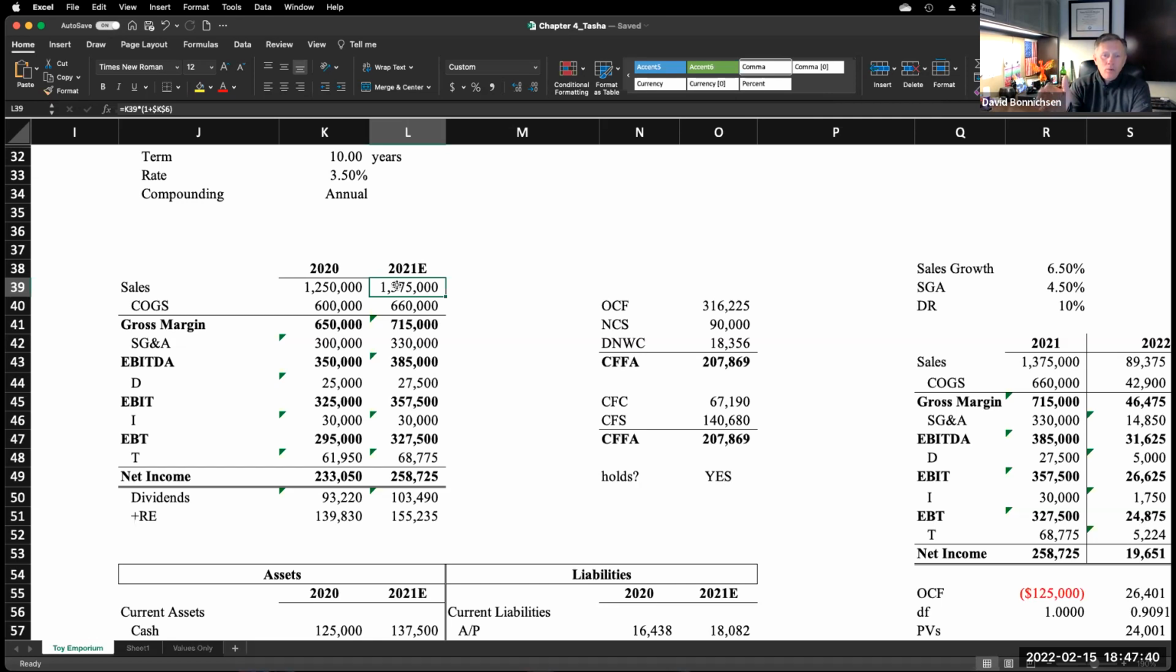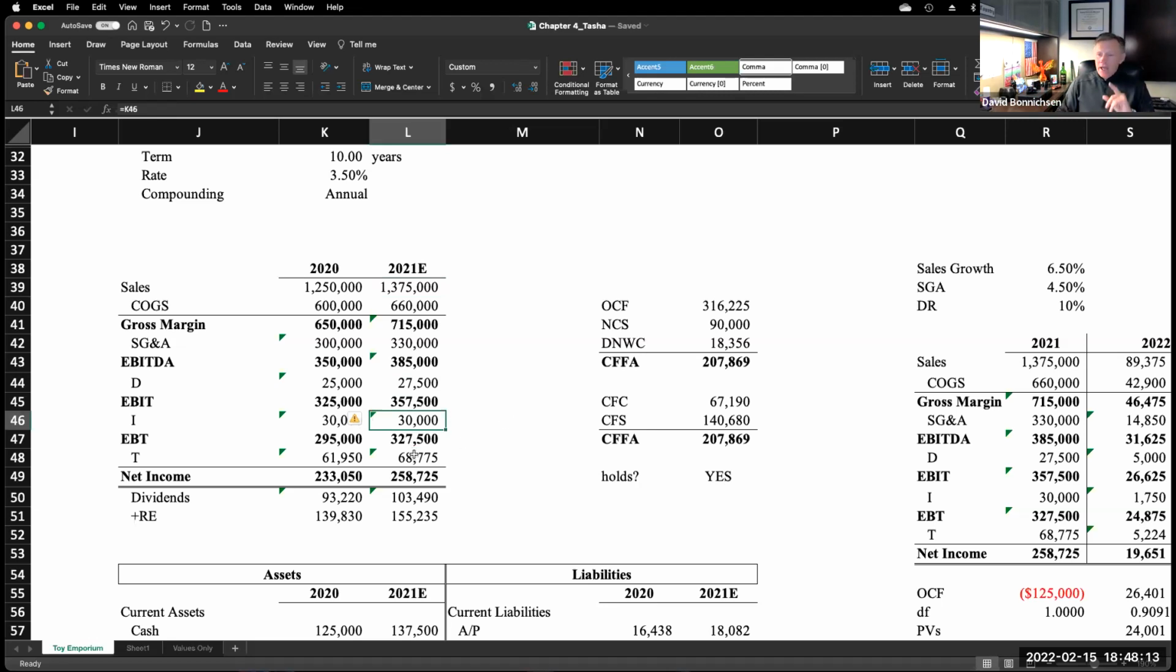Now, we get down to the interest. And we haven't quite decided how we're going to finance the project, right? So interest is going to stay the same. Interest is just going to be equal to the year prior. We do not vary interest. We might vary interest once we get to the point where we have to decide how we're going to finance the growth. But for the first pass, interest is the same.